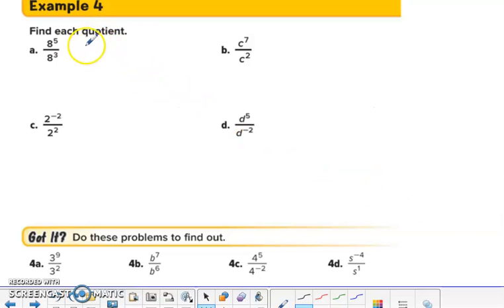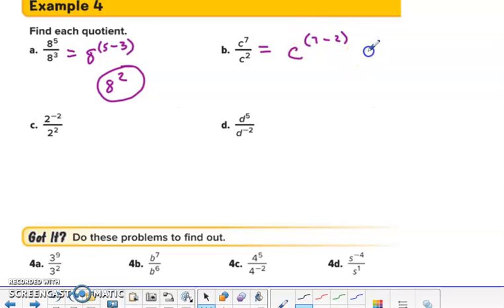In example 4, find the quotient. Quotient means divide. So we're going to have 8, the same exact base, and then, I'm going to do my teacher talk here, 5 minus 3. So you'll have 8 squared, and that's it. A lot like the last one, except for multiplying you add and for division you subtract. On this one, we've got the same base, and we subtract those, 7 minus 2, so that's going to equal c to the 5th power.